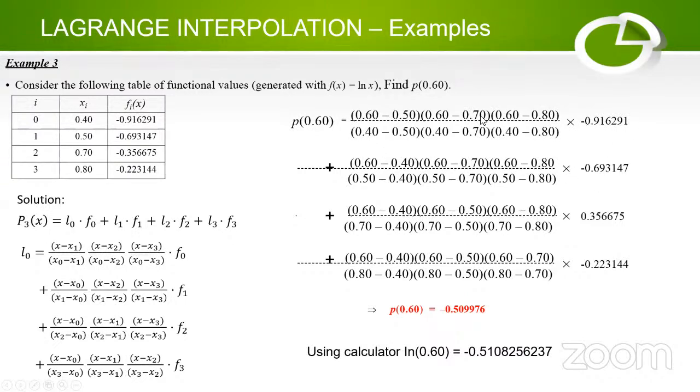So when we do all the arithmetic, plus and minus and division, we are going to have our P(0.6) approximately equal to minus 0.509976. Now, we can use our calculator. For instance, if we were doing the actual experiment, if this were like experiments which take days or hours.